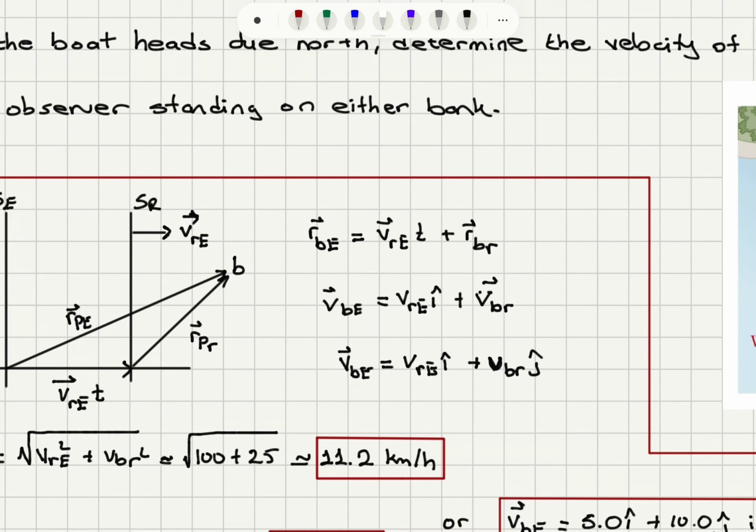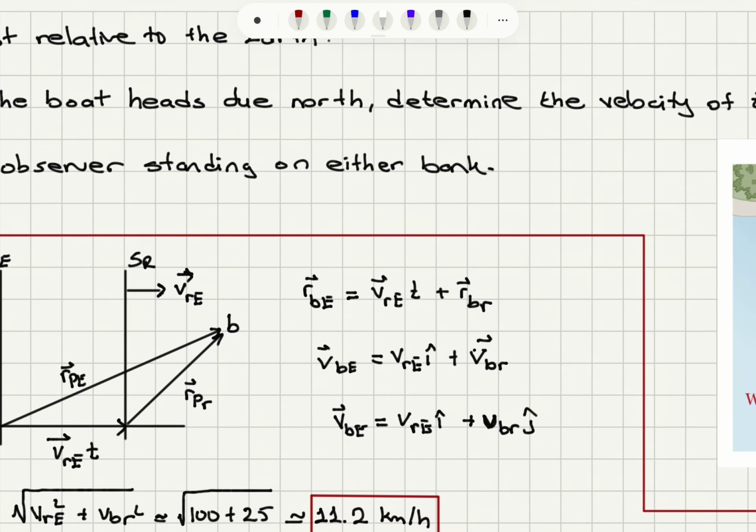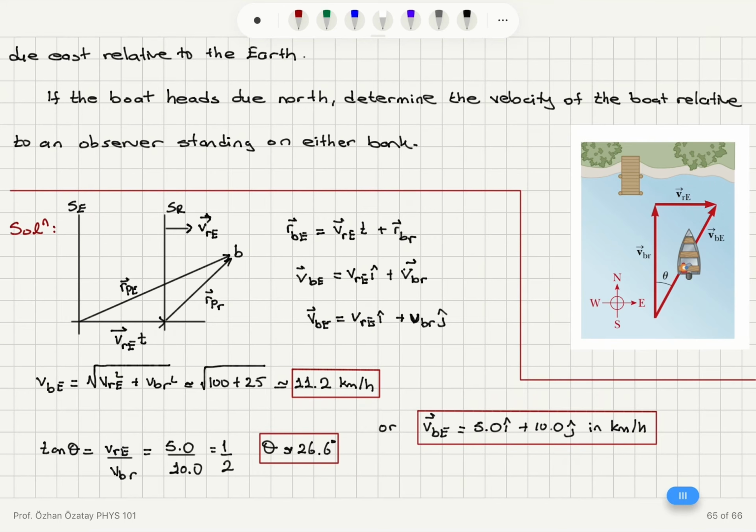If I take a derivative with respect to time, the velocity of the boat reported by earth reference frame is velocity of the river reported by the earth reference frame, I hat direction, plus velocity of the boat with respect to the river. So you can see that the velocity of the boat with respect to earth is velocity of the river with respect to earth in I hat direction. Since the boat is moving due north, so that is with respect to the water, we have VBR J hat for the velocity of the boat.